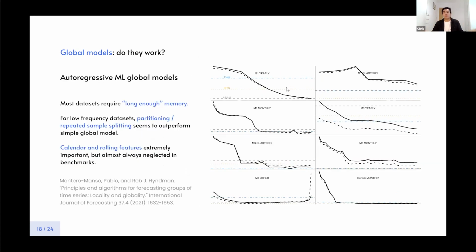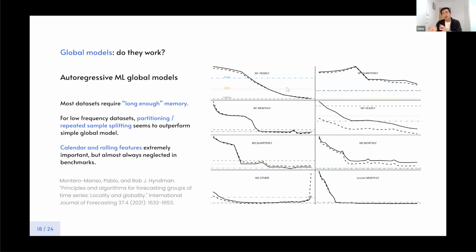So the question is, do these models work? It seems so. In a working paper from Hyndman and Montero-Manso in 2021, they found that autoregressive ML global models, so essentially just a simple regression with an AR structure but in a panel format, seem to converge towards the performance of the classic many different singular ARIMA models, as long as they have long enough memory.